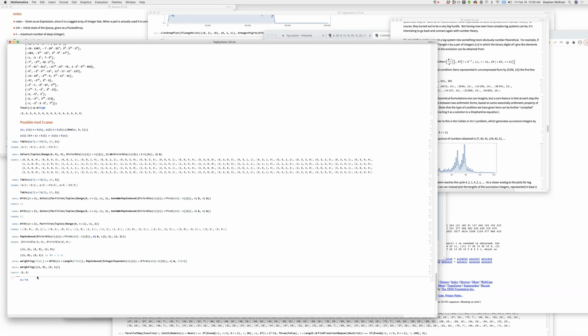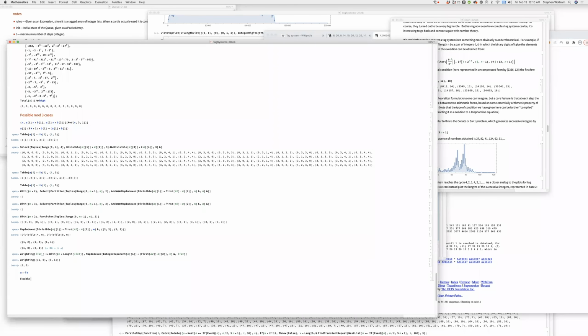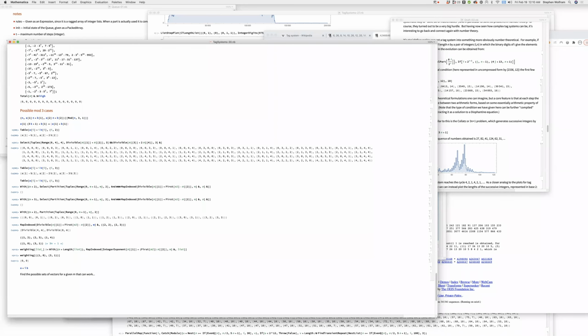You can figure this out. I'm going to send this to you. You understand what I'm talking about, right? There's a certain set of vectors here that are permissible. For a given m, there's a certain set of vectors that are going to work. So find the possible sets of vectors for a given m that can work. Then find their weightings, and then we can do all this other stuff. Okay, that's what we have to do.